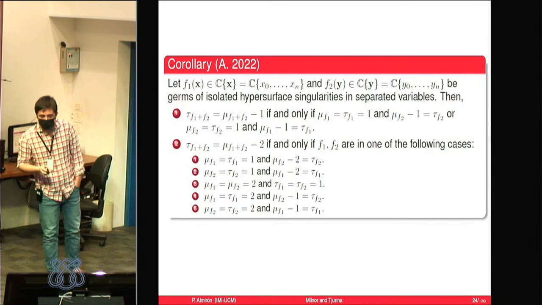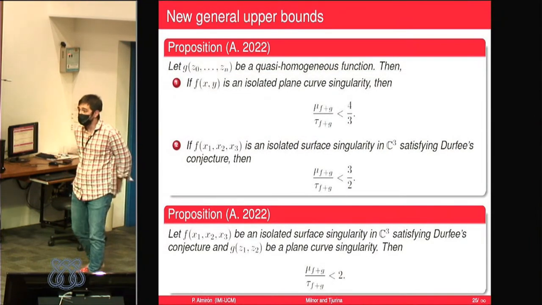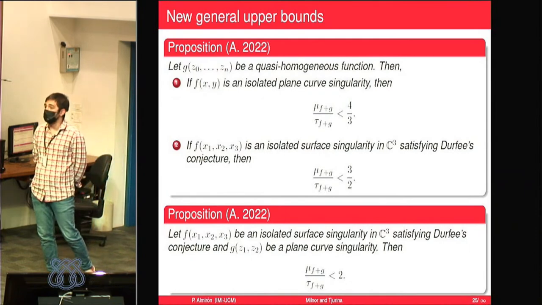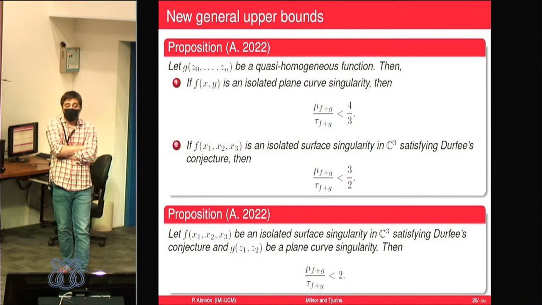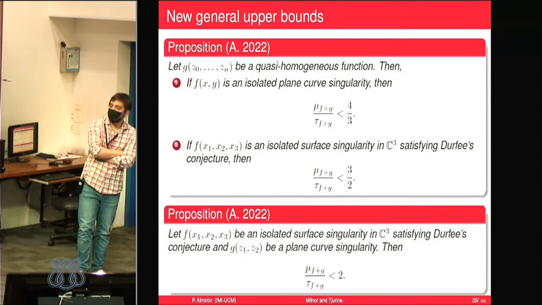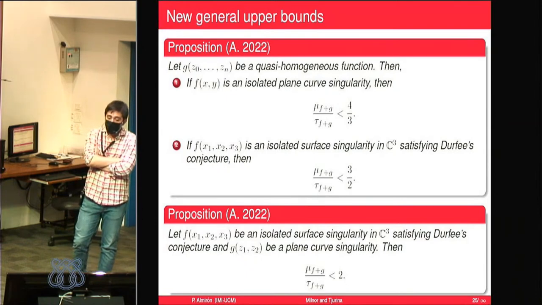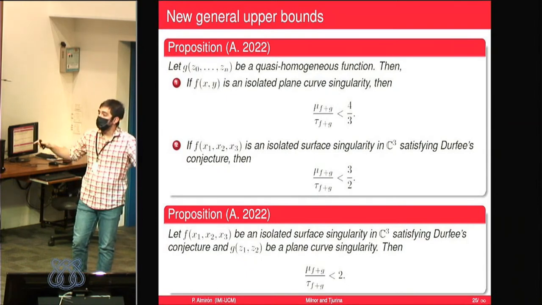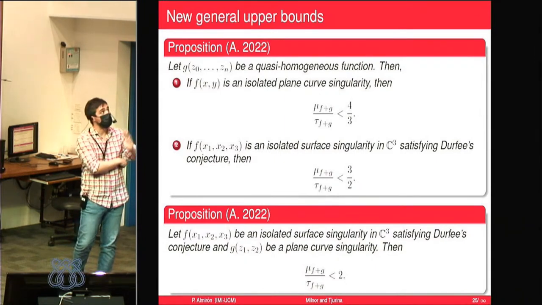And finally, the main reason: I have told you that I was looking for upper bounds. So since I was looking for upper bounds, we have natural corollaries of our formula. For example, we can prove that if we take a quasi-homogeneous function in any number of variables and then a plane curve singularity, then the quotient is always less than 4/3, the quotient of the join.